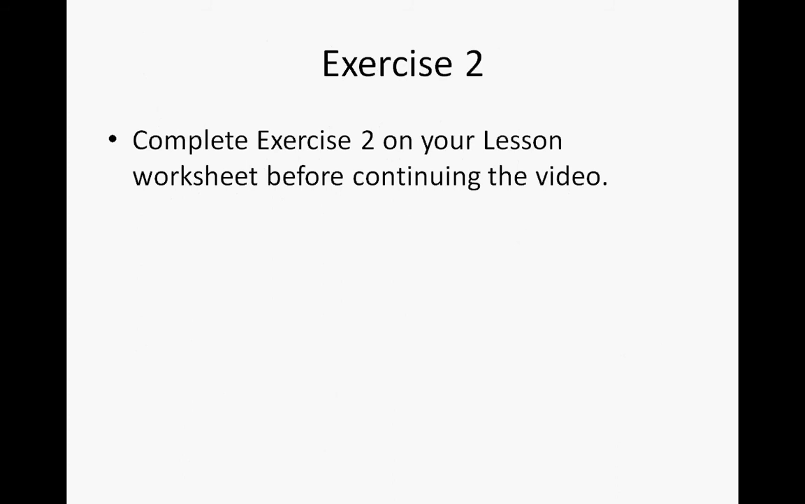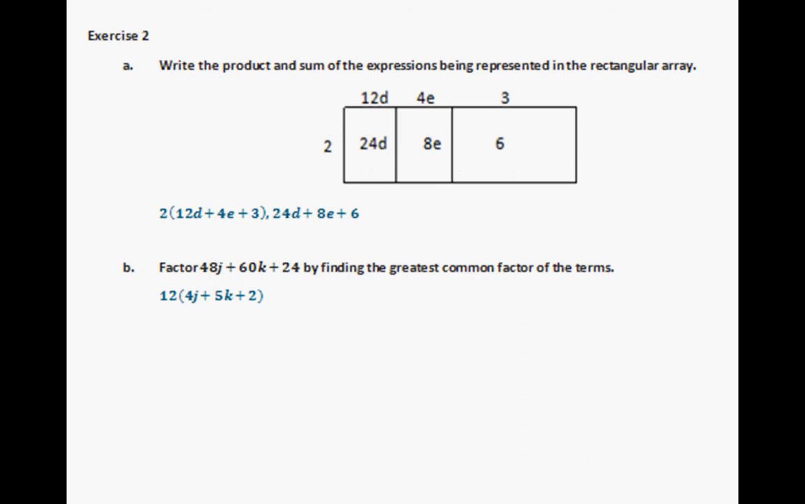All right, you have exercise 2 completed. It should look something like this. So write the product and sum of the expressions by representing the rectangular array. So this would be 2 times the quantity of 12d plus 4e plus 3, or you can write it as 24d plus 8e plus 6.